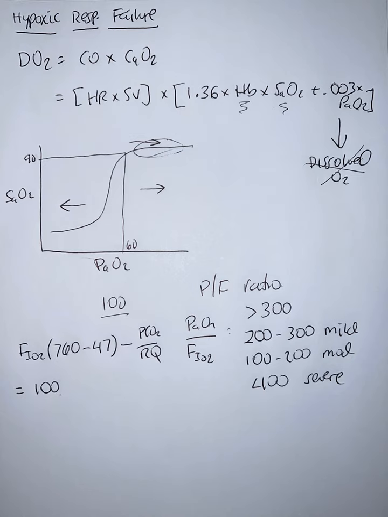Hemoglobin is. And now if you look at this equation here, what happens if you suddenly drop hemoglobin? Say you're bleeding and you suddenly drop your hemoglobin. What's the first thing that happens hemodynamically?